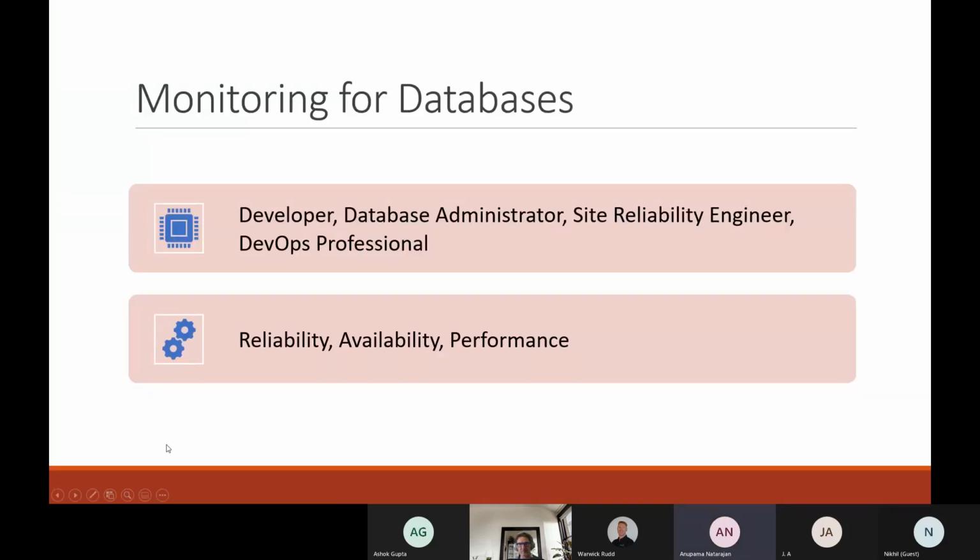So why is monitoring really important for databases? Whether you are a developer, a database administrator, a site reliability engineer or even a DevOps professional, I think your day-to-day job will involve some sort of interaction with databases. And you need to make sure the databases are working fine so that your applications don't have any issues. So to keep your databases working fine, you have to have proactive monitoring.